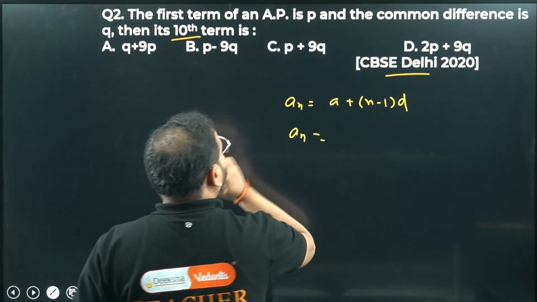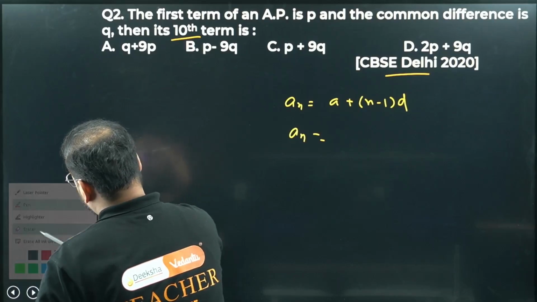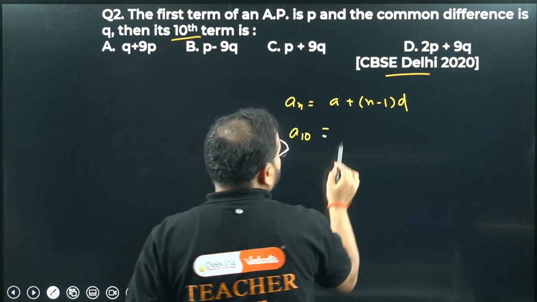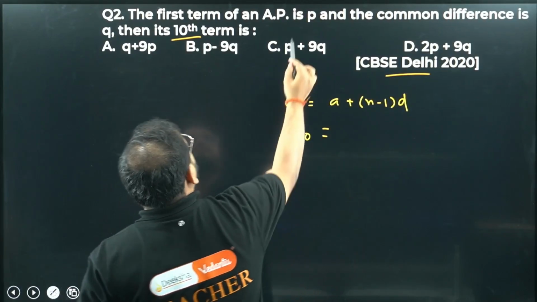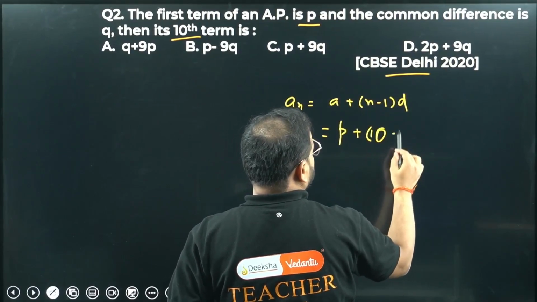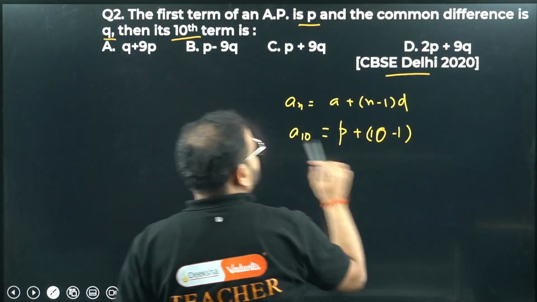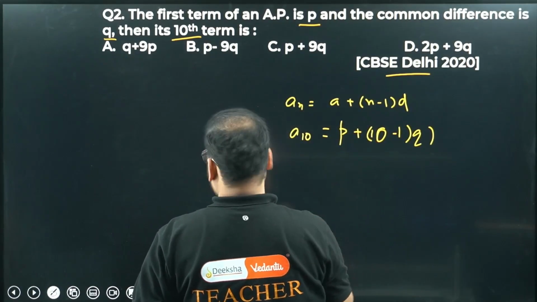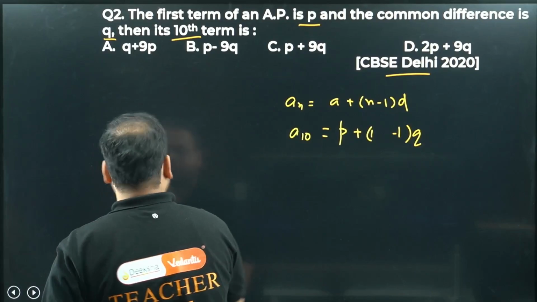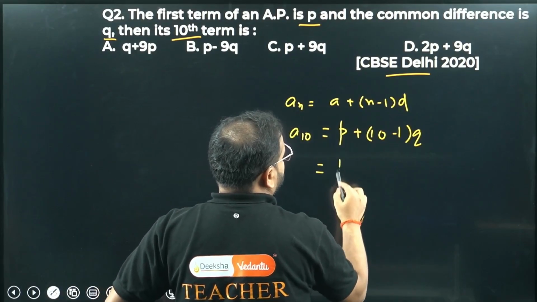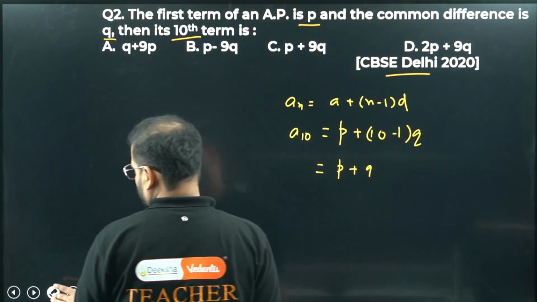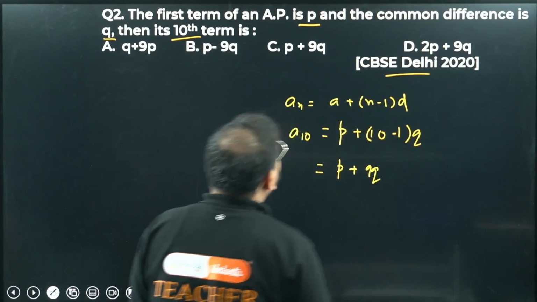So we are looking for the An value. They are asking for the 10th term, so not An, the A10 value. A10 is going to be the first term, P, plus (10 minus 1) times the common difference, which is Q. What I'm getting, please check: P plus 9Q, not 9D, 9Q. So which option is this? Option number C.